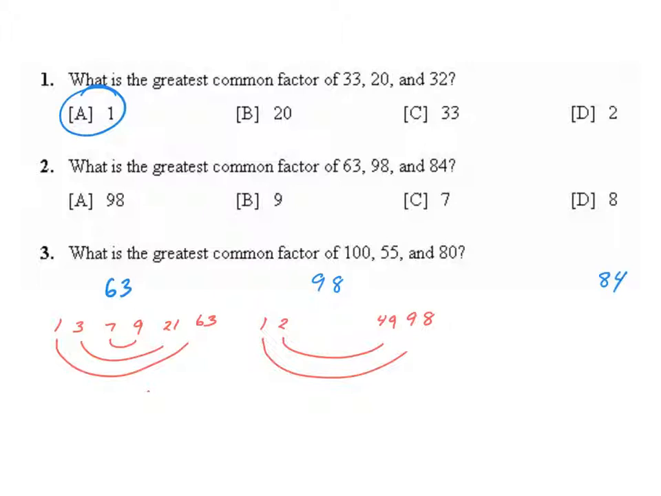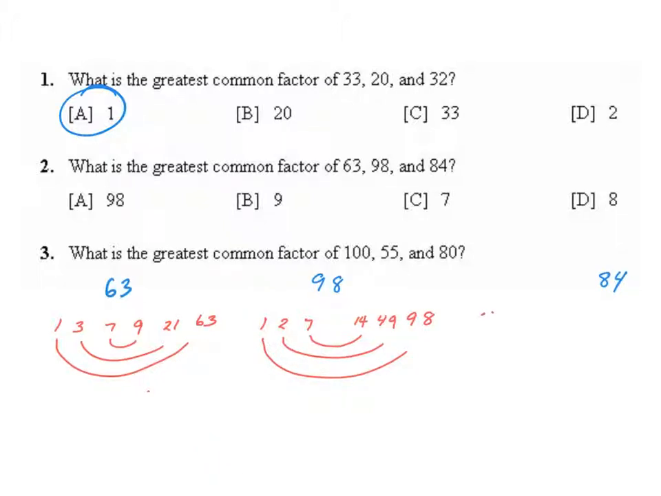6 does not go into 98. 7, let's see, 7 does go into 98. 7 goes into 98 how many times? Let's do it out to the side. Looks like it's going to be 14 times. So 7 times 14 is 98. 8 does not, 9 does not, 10 does not, neither does 11, 12, or 13. So there we go, all of our factors of 98.